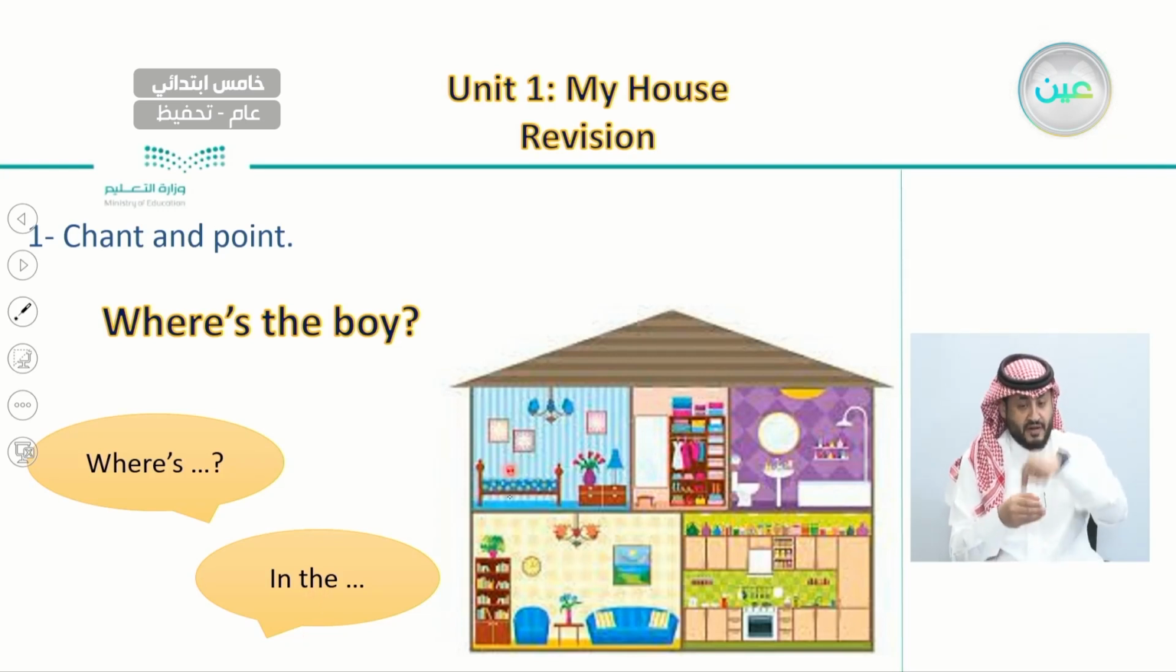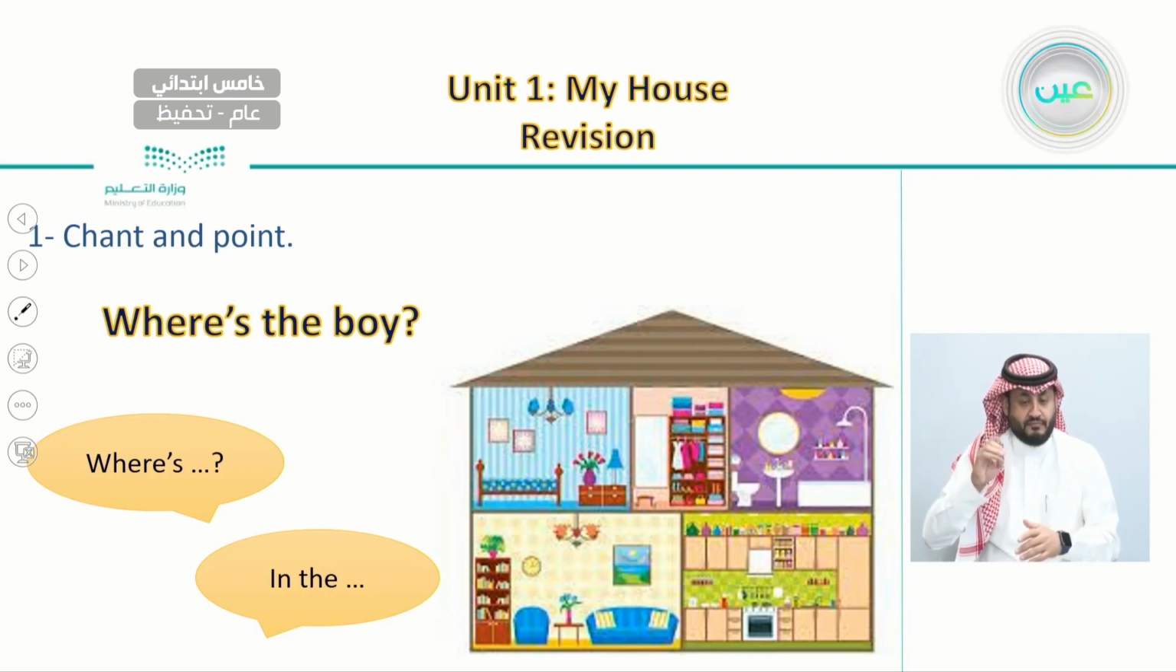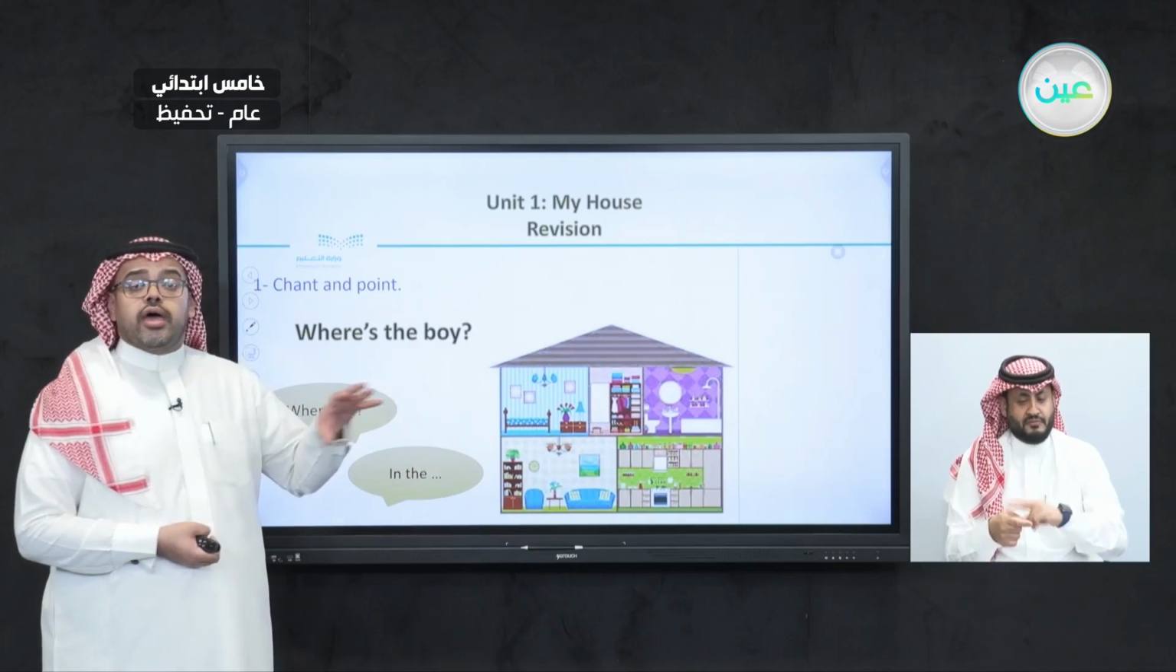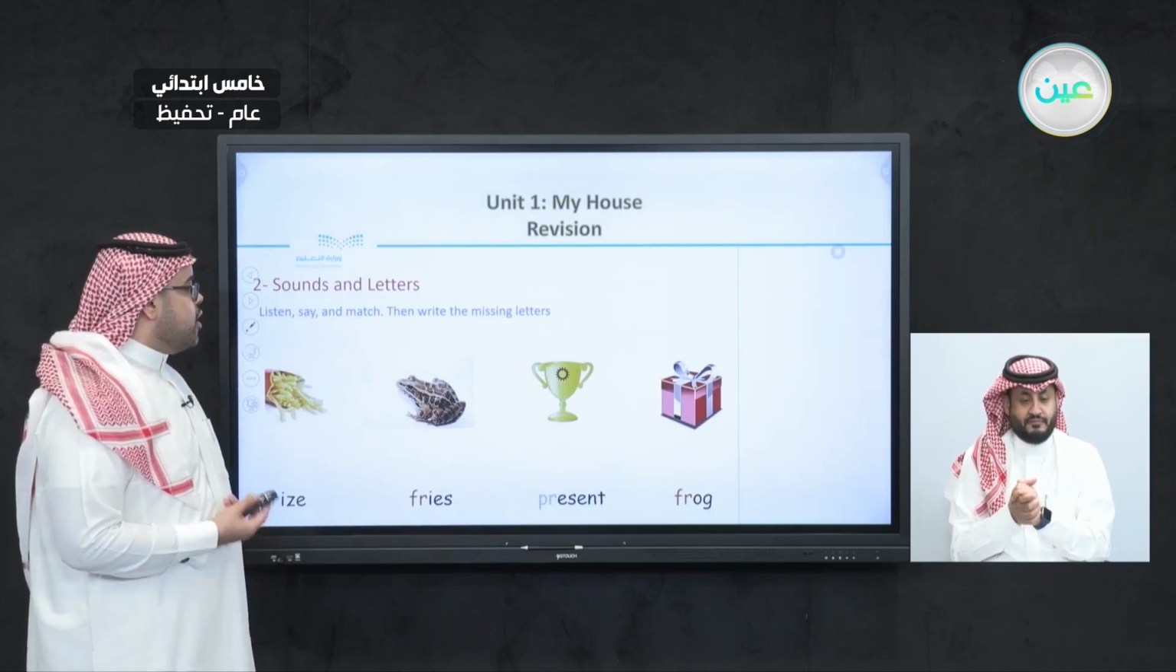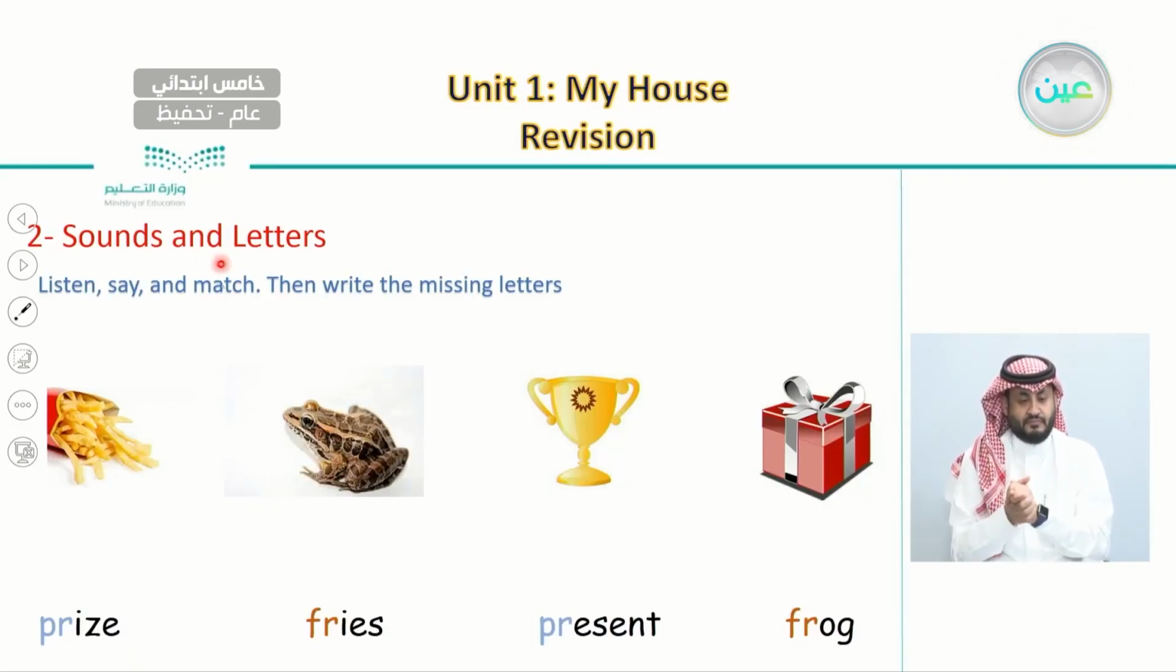For example, where is the boy? In the bedroom. Where is the boy? In the living room. Where is the boy? In the kitchen. So you can practice this with your partner and point at each of these places. And after this, we had a sounds and letters exercise where we did listen to 4 words. We say them together and we match them. And after this, we did write the missing letters for the following sentence.